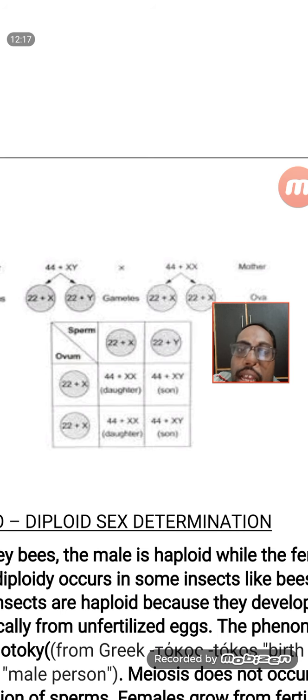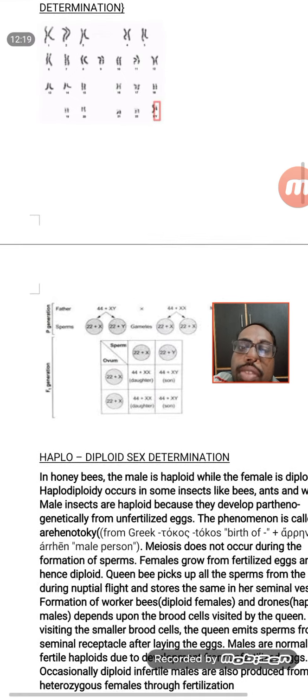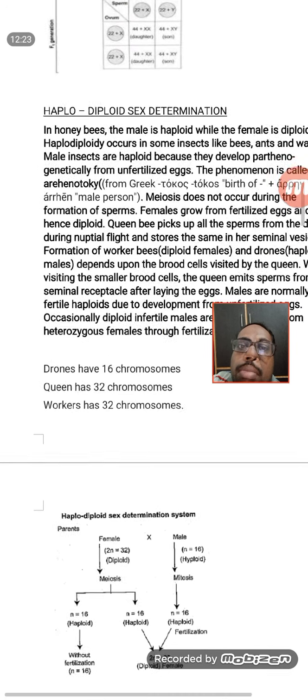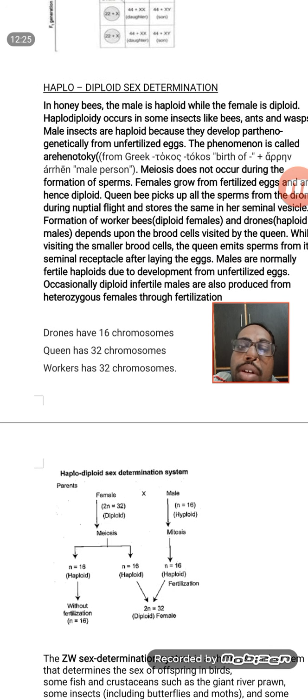So that we'll discuss afterwards in the genetic disease. And next comes the haplodiploid sex determination. This haplodiploid sex determination, it is 50-50. That means in the haploid cases and the diploid cases, sex can be determined. And it is one of the most common factors found inside the honeybees.